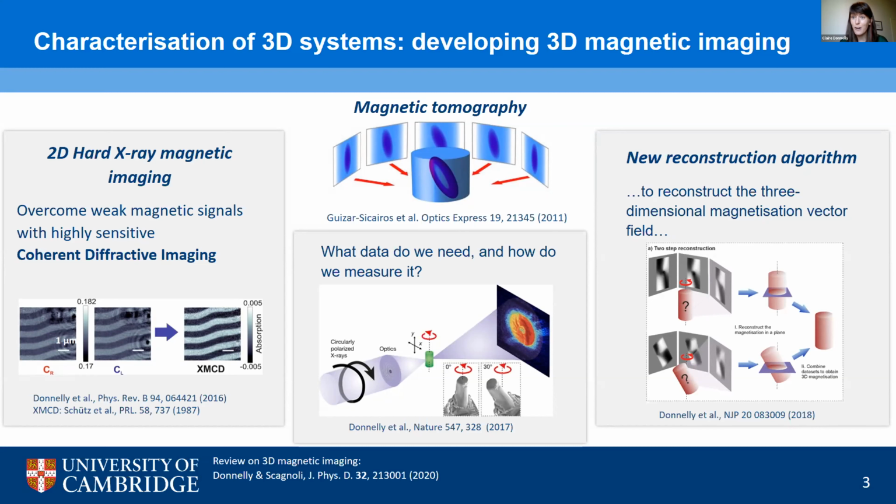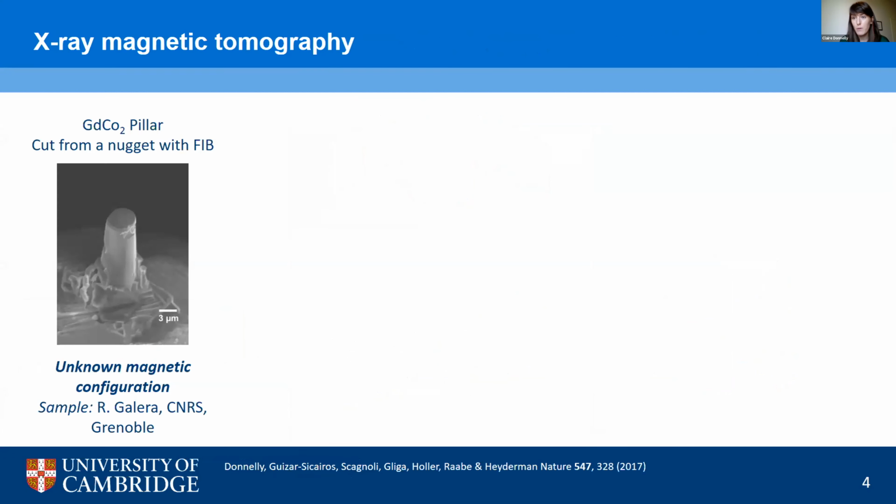So now that we had all of the pieces of the puzzle, we can go on to the next stage, which is the first demonstration of hard X-ray magnetic tomography. And I'll introduce you to the sample that we looked at first, which was a gadolinium cobalt pillar cut from a nugget with a focused ion beam, and it's 5 micrometers in diameter. What I want to take note of is that the internal magnetic configuration of this sample was at that time not known. We thought that it would be a relatively smoothly varying magnetic configuration due to the material properties, but there was no way to actually look inside.